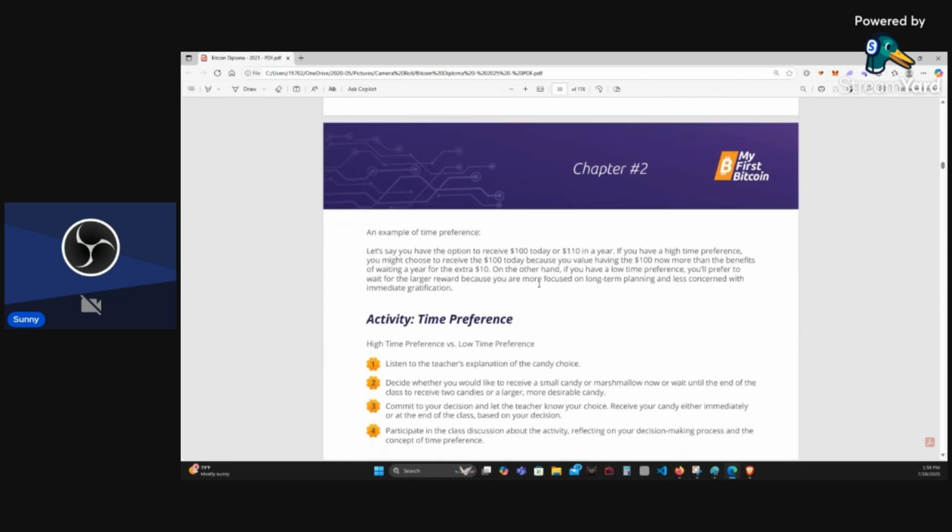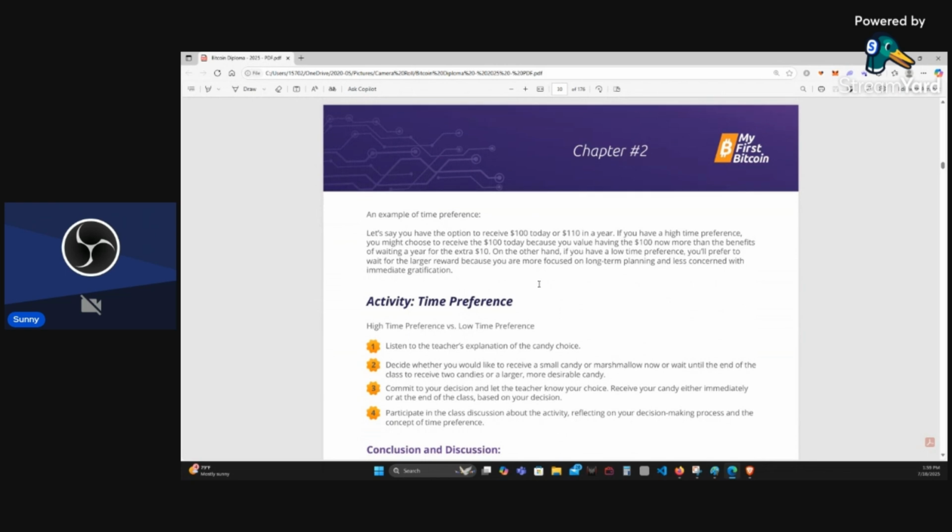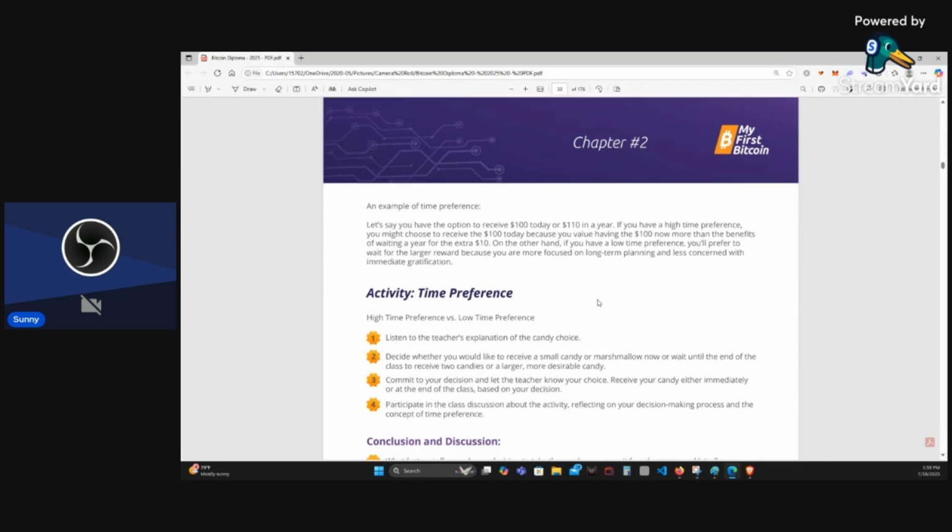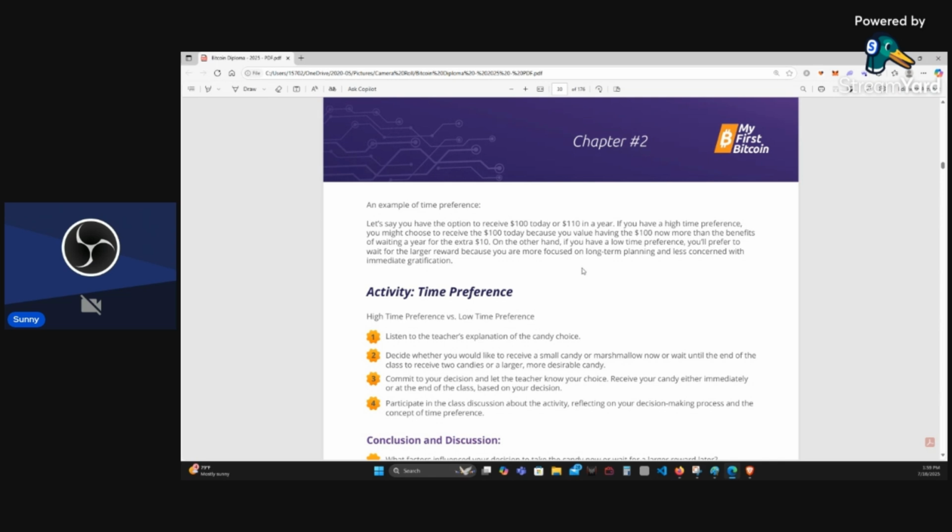Let's say you have the option to receive $100 today or $110 in a year. If you have a high time preference, you might choose to receive the $100 today because you value the $100 now more than the benefits of waiting a year for the extra $10. On the other hand, if you have a low time preference, you'll prefer to wait for the larger reward because you are more focused on long term planning and less concerned with immediate gratification.